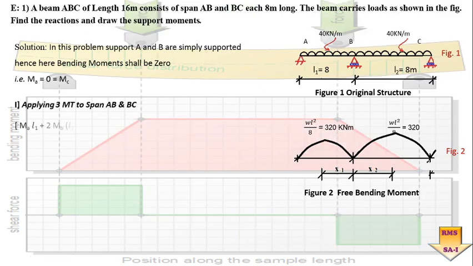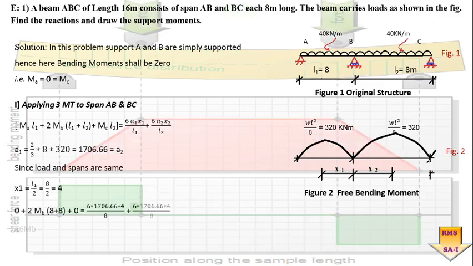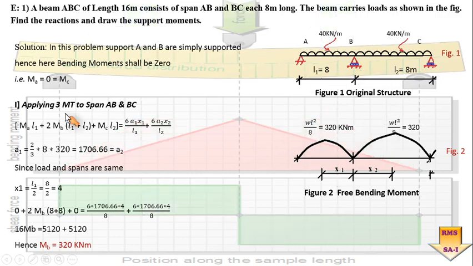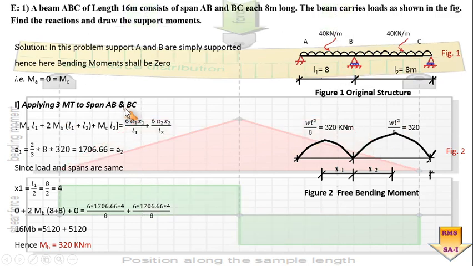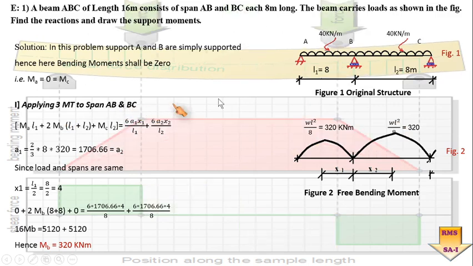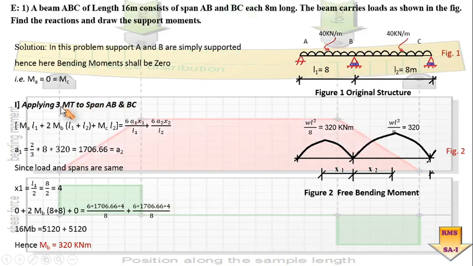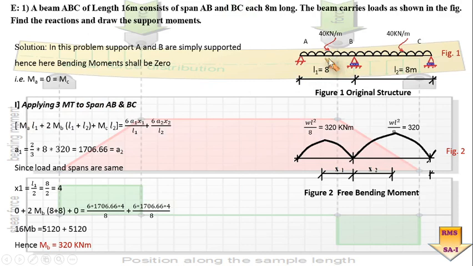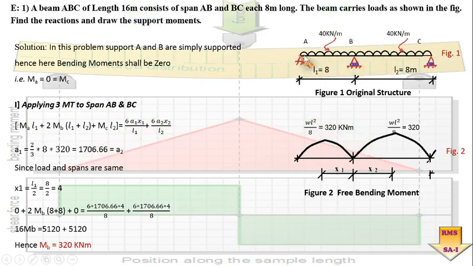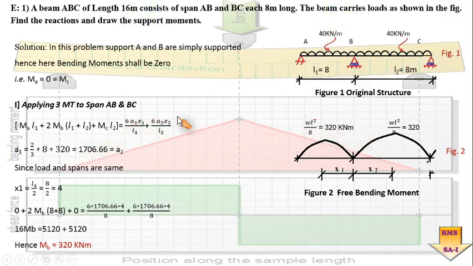Moving ahead, the very first job for the analysis of the continuous beam, after finishing the prior work, is to apply the three moment theorem to the spans AB and BC in combination. Whenever we apply the three moment theorem, it has to be applied on two consecutive spans. So here on AB and BC, on these total spans, we are going to apply this theorem.